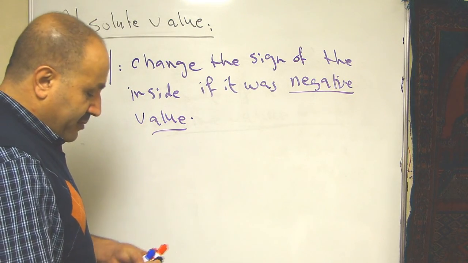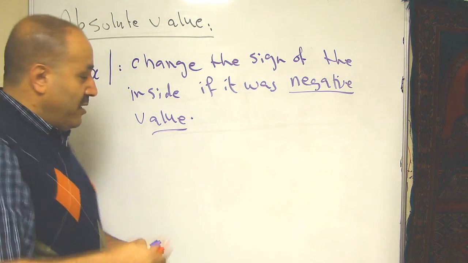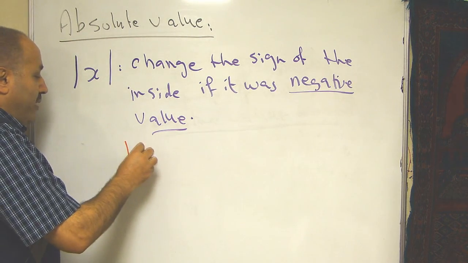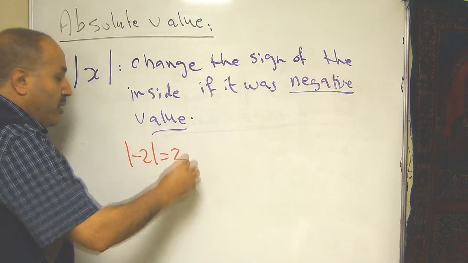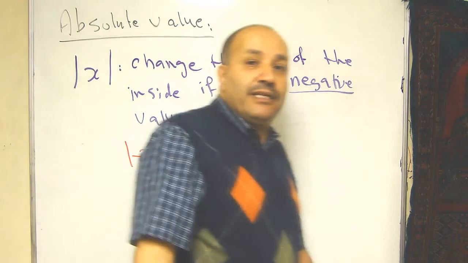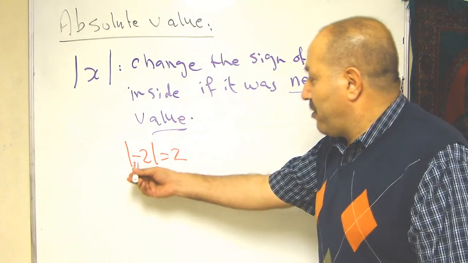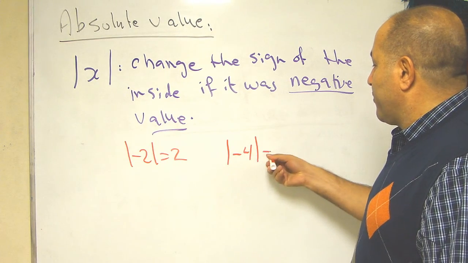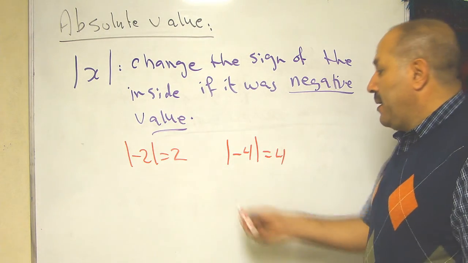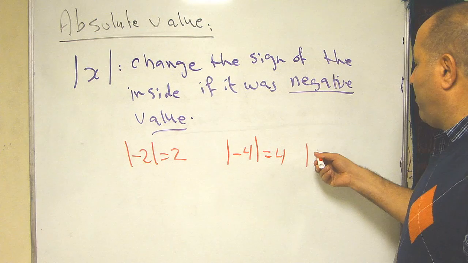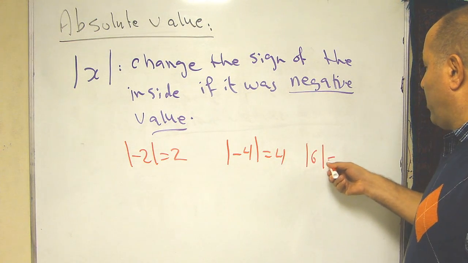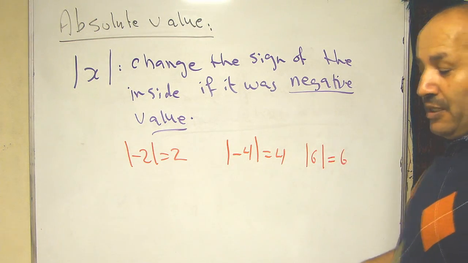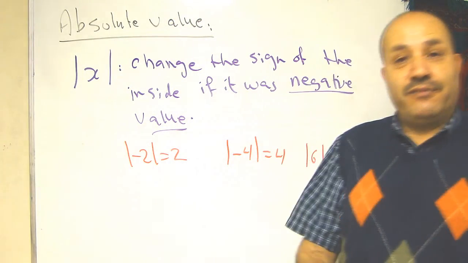As an example, the absolute value of minus 2 is equal to 2 because it is negative. That's why we did change it from minus to plus. The absolute value of minus 4 will be 4. But the absolute value of 6 will be 6. We did not change the sign because it was positive.